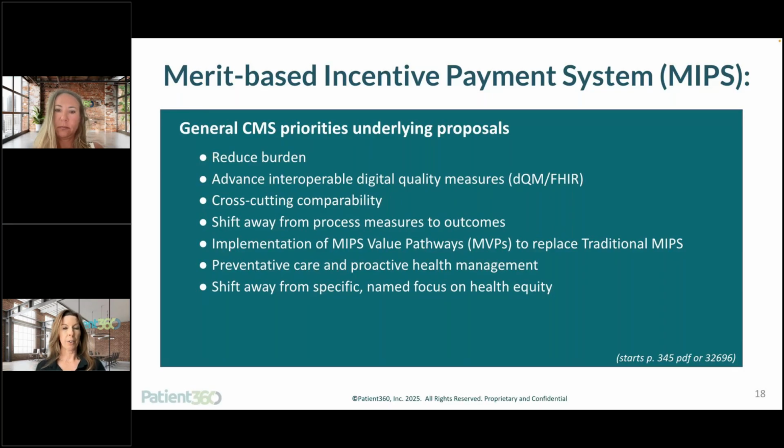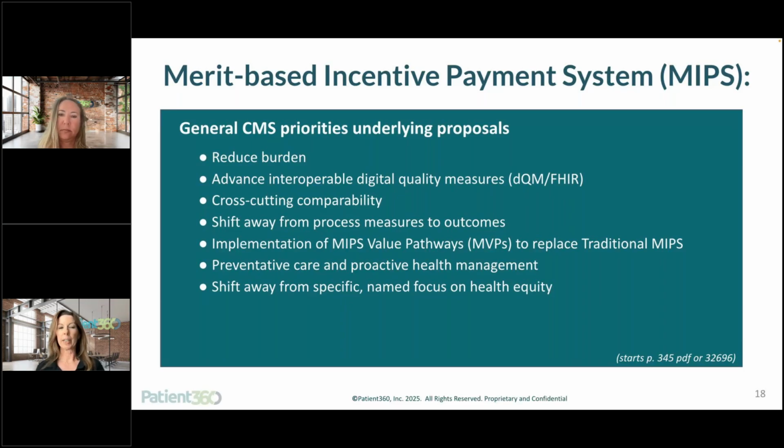General priorities underlying the proposals in the Medicare Physician Fee Schedule final rule, and particularly MIPS, include advancing a lot of the important priorities that CMS was working on before. They're continuing to reduce provider burden. They want to advance interoperable digital quality measures and FHIR, like Amanda said recently. They're continuing the shift away from process measures to outcomes and cross-cutting comparability of measures. Now, those bullets 3 and 4 on the slide there, my kind of read of the tea leaves is that they're leaning in more to cross-cutting comparability again. They've done that in the past, moved away from it.